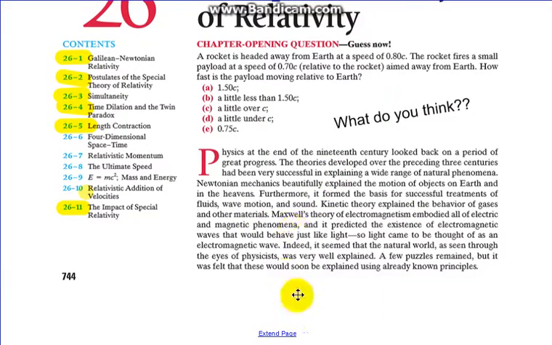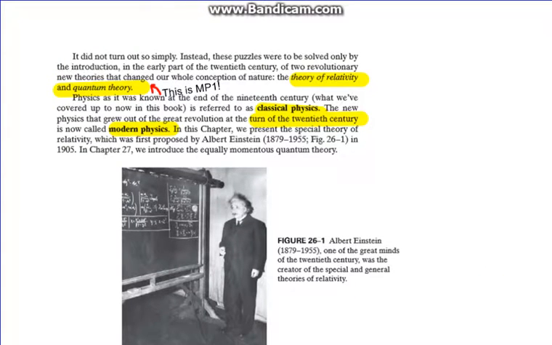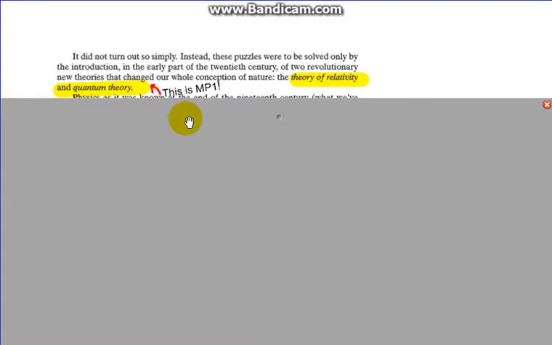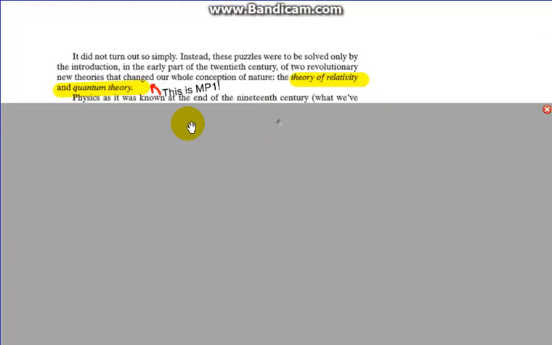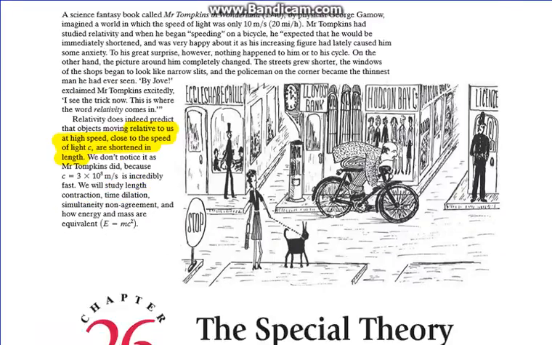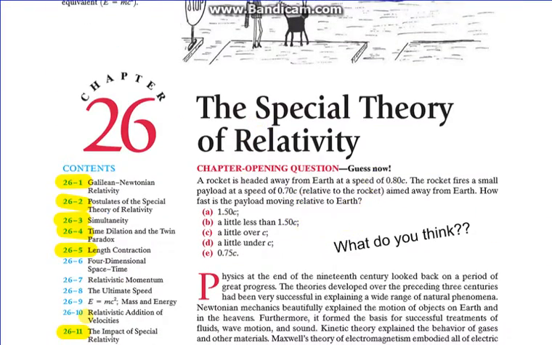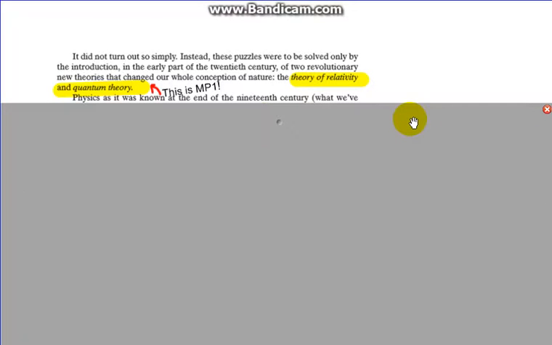Okay, so most of Physics 30 will be looking back on this, looking at Newtonian mechanics, at speeds far less than the speed of light, where Newton's laws hold true, and that type of relativity will hold true as well. But it did not turn out so simply. Instead, these puzzles were to be solved only by the introduction in the early part of the 20th century of two revolutionary new theories that changed our whole conception of nature: the theory of relativity, which we're studying here, and also quantum theory. And basically, this is what Modern Physics Part 1 is all about. That includes the special theory of relativity, which involves traveling close to the speed of light. It also involves the general theory of relativity, where we'll look at gravitation.